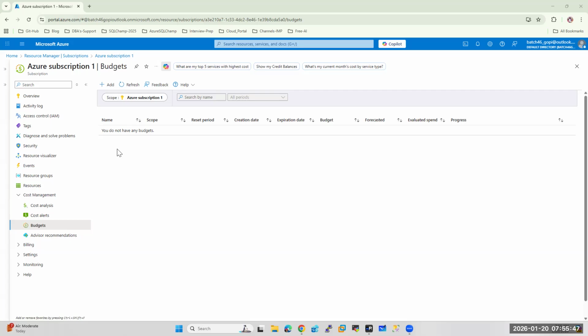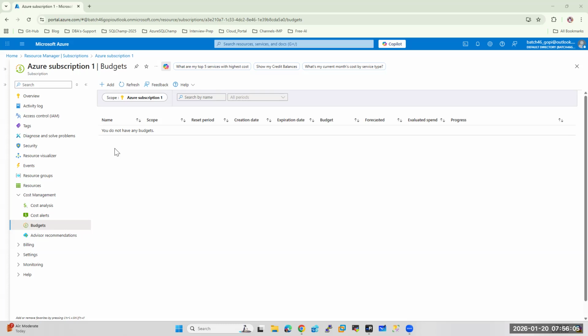So a subscription is a container for the resources. A subscription is the billing boundary. Each subscription can maintain different payment types. Okay. One more thing is here.